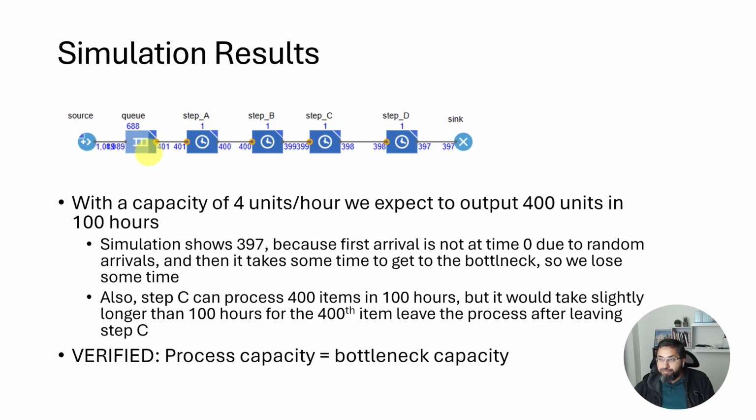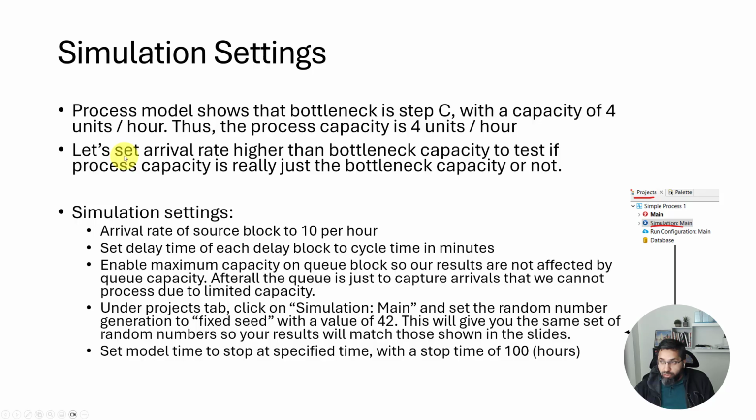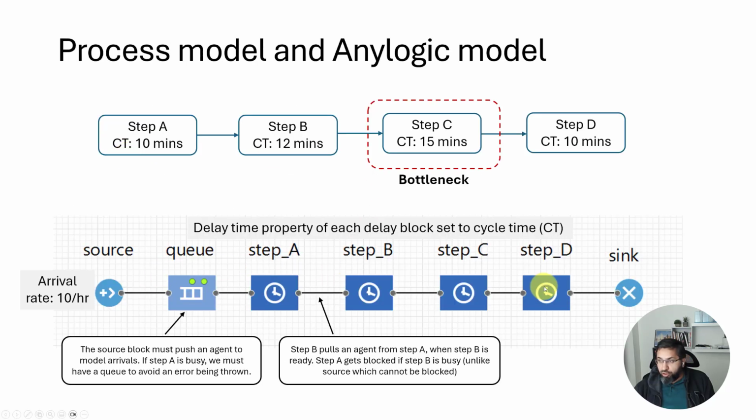Okay, so as you saw, with a very simple AnyLogic model, we could simulate this process and verify that indeed the bottleneck is step C, and the capacity of step C is limiting the capacity of the entire process. So the process capacity is the bottleneck capacity.